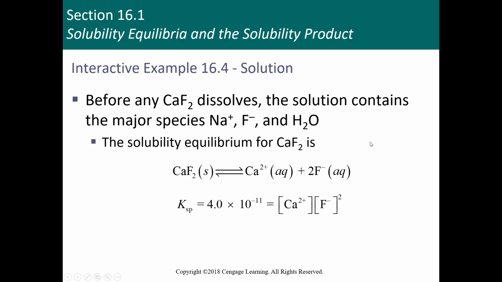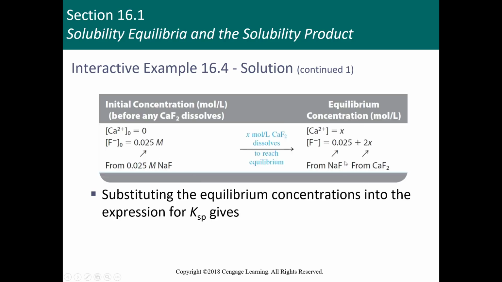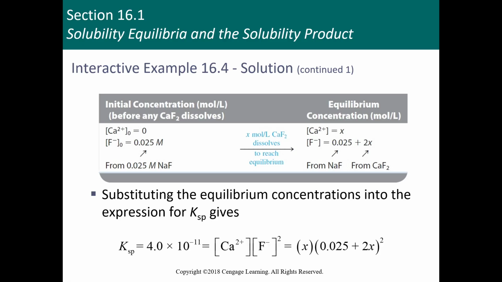Where do I get that number? Well, I get that from right here, don't I? Which again comes from right here. All right, so that means that at equilibrium, I'm going to have X concentration for the calcium, and my concentration of fluoride is going to be 0.025 plus 2X. I can then substitute those in to my equilibrium expression right down here.